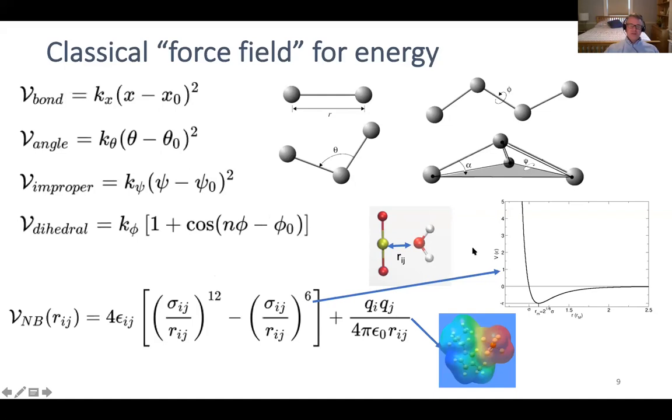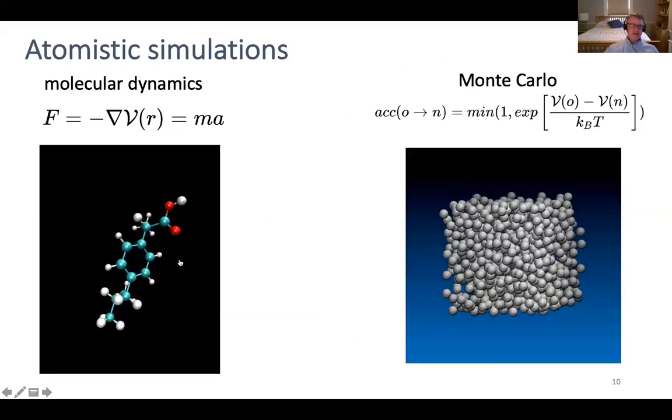So I won't say much more about that, but that's a big focus area of doing that right. And then we carry out simulations, either molecular dynamics, where you know the energy as a function of position. By taking the negative gradient of that, that gives you forces, and you can then solve a Newtonian trajectory. This is an ibuprofen molecule.